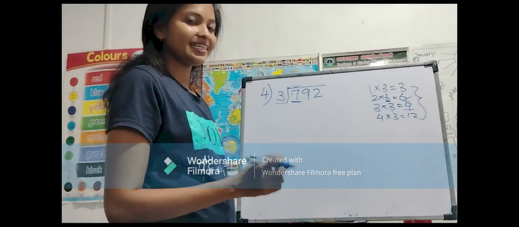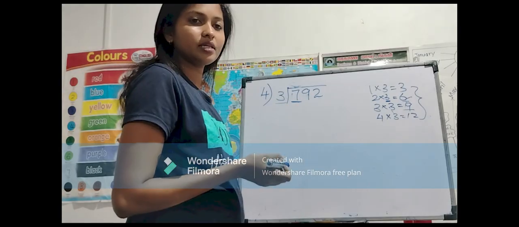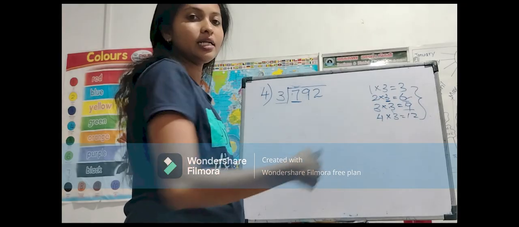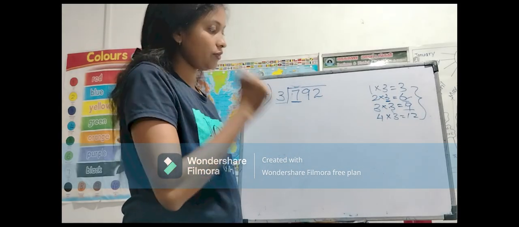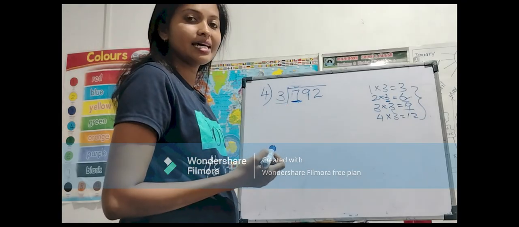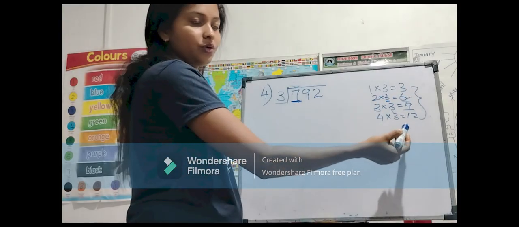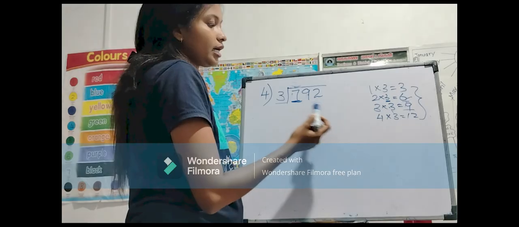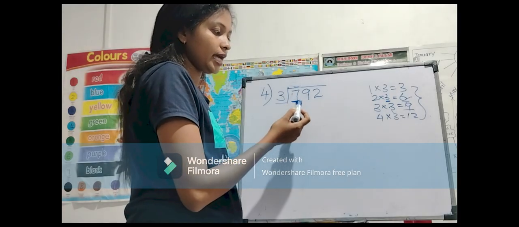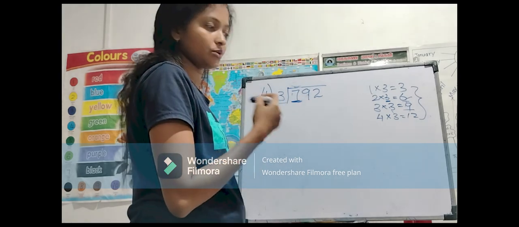Okay. We can take the fourth sum, right? 792 divided by 3. Here we want to take the third multiplication table. First we want to consider the first number. Then what is that? Number 7. Can you see is there number 7? No. Then you want to take a lower number. You should take a number lower than this number and near to this number also.